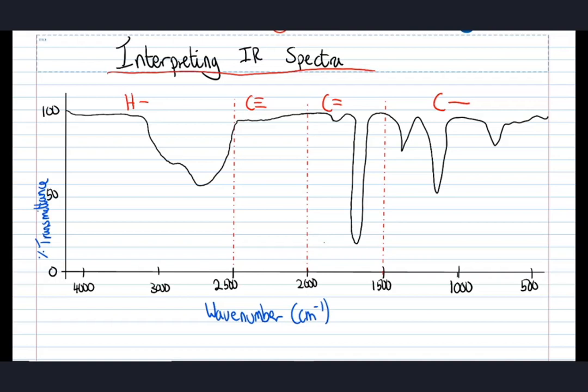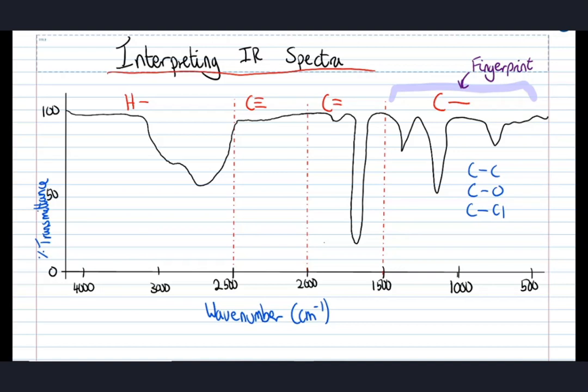Now, let's have a think about some example bonds we could find in the carbon single bond region. We could find carbon single bond carbon, carbon single bond oxygen, and we could find carbon single bond to a halogen. Now, this area here, the carbon single bond region, is known as the fingerprint region. And the fingerprint region can be used to identify a substance, because the fingerprint region is characteristic to each molecule.